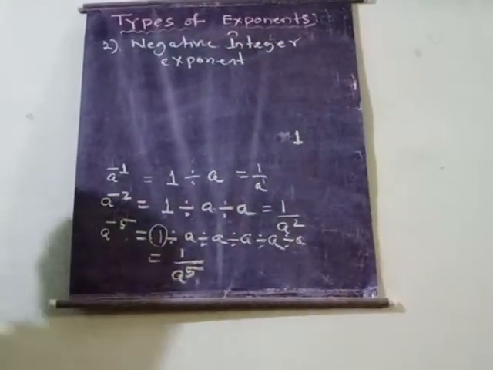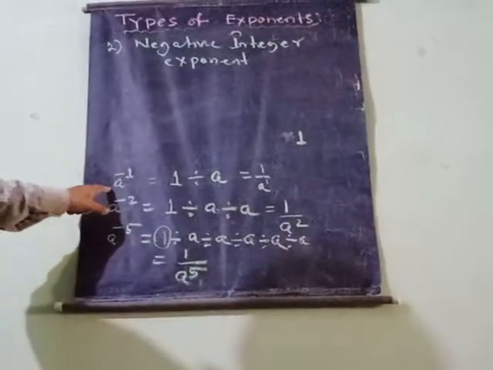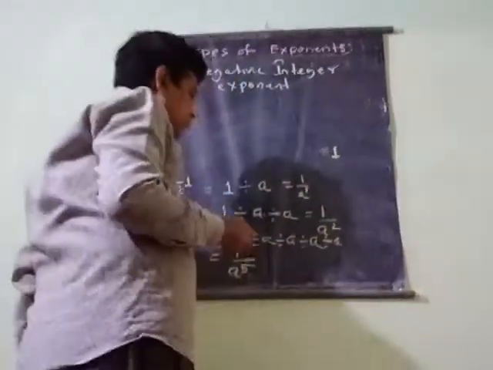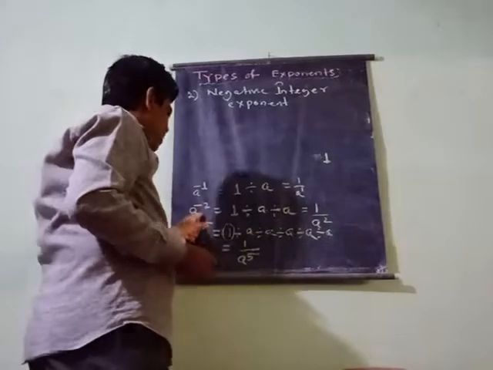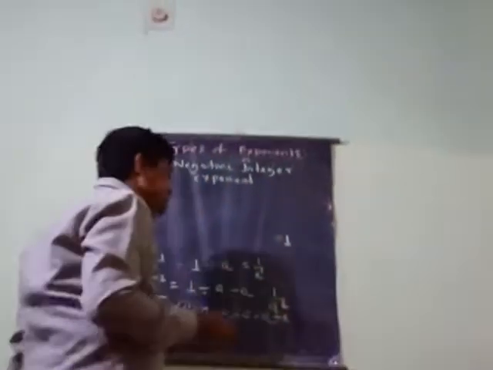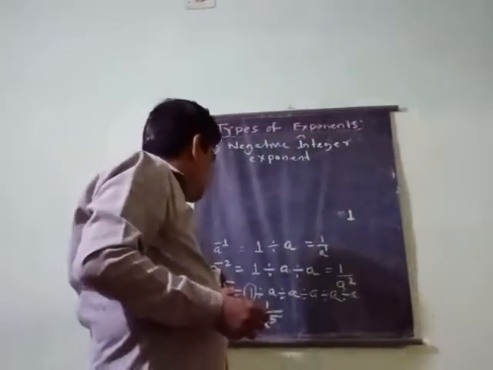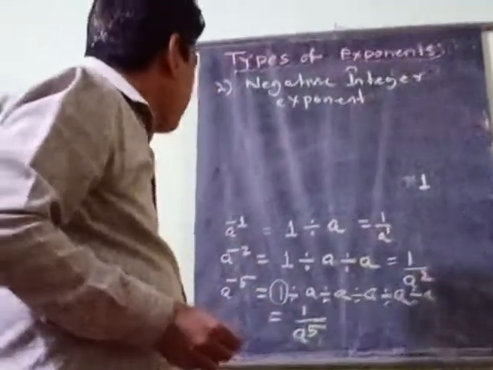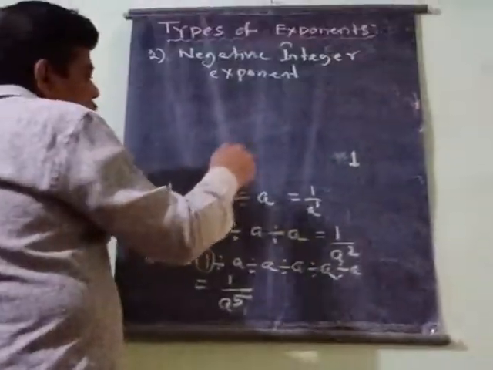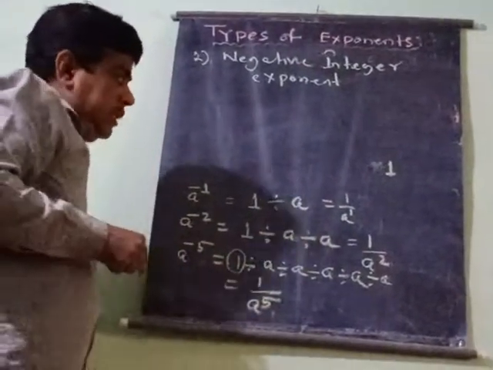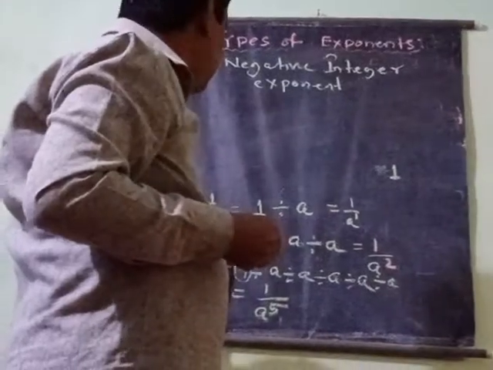Okay, students, observe one thing. a to the power minus 1 is equal to 1 upon a. 1 upon a means a to the power 1. a to the power minus 2 is equal to 1 upon a square. The power is 2. So 1 upon a square is the reciprocal of a to the power minus 2. It means a negative exponent can also be defined as the reciprocal of a positive exponent. 1 by a is the reciprocal of a to the power minus 1.